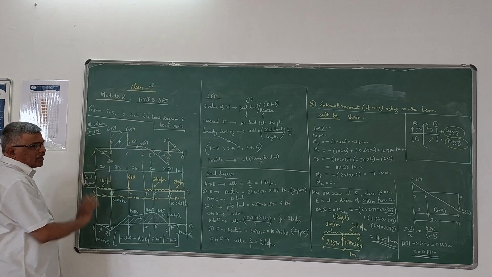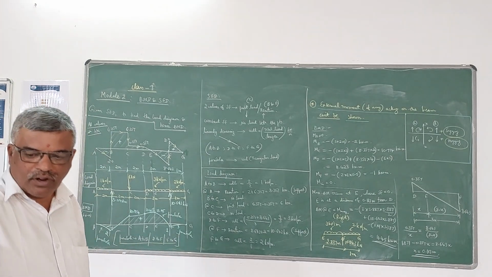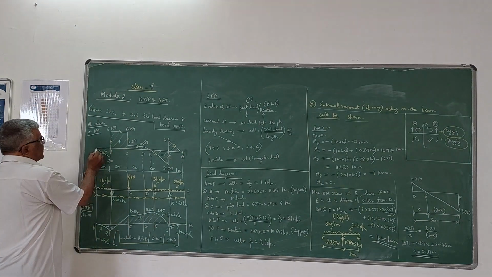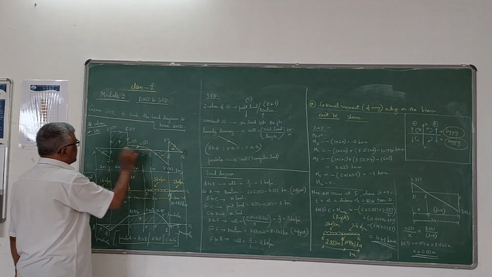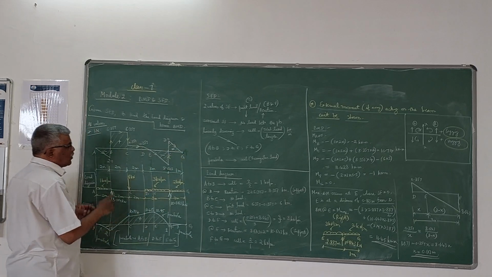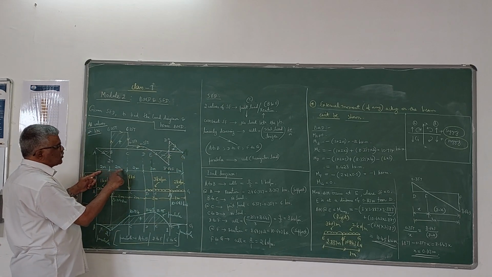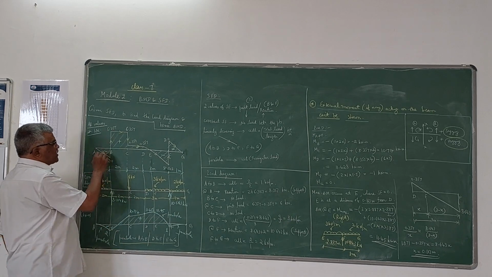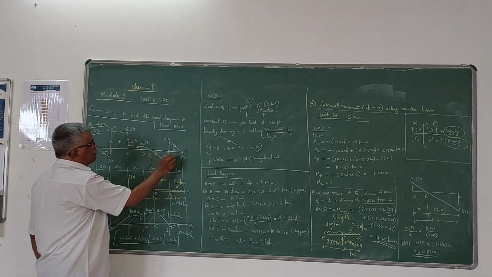In this problem, this is the shear force diagram which is given. All values are in kilonewtons, so the load values are all given in kilonewtons. Now you can see here AG is the length of the beam. The total length of the beam is 2 plus 2 plus 2 plus 3 plus 1, 10 meters. So these are the points A, B, C, D, E, F, G.